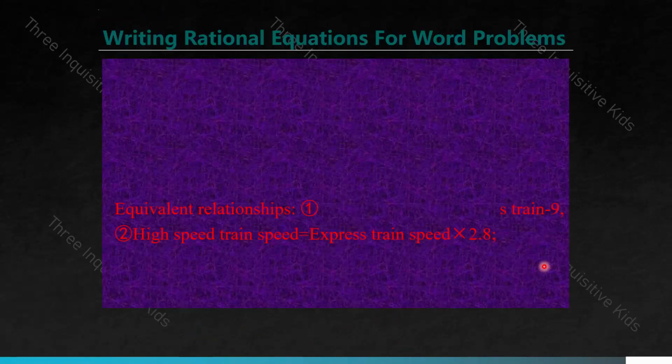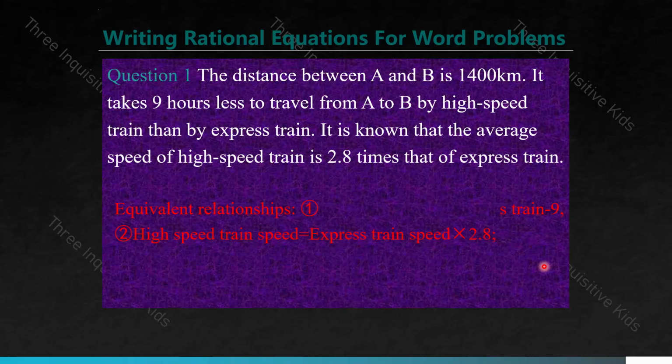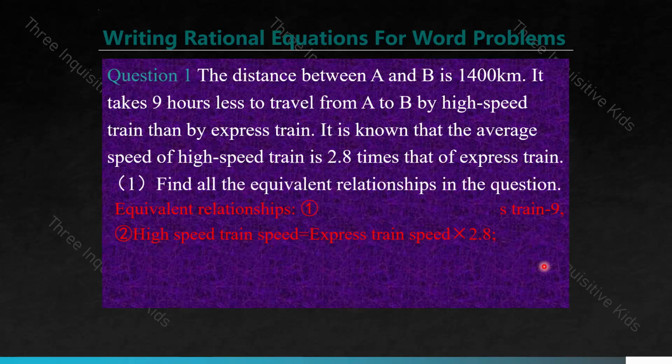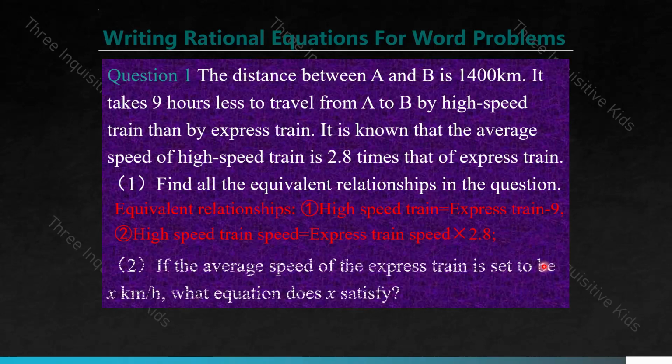Writing rational equations for word problems. This is our first question. So this is the same question that we had in our introduction. What are all of the equivalent relationships in this question? Well, there are 2 of them. The first one is that the time for the high-speed train is the express train's time minus 9, and the second is that the high-speed train speed is 2.8 times that of the speed of the express train.